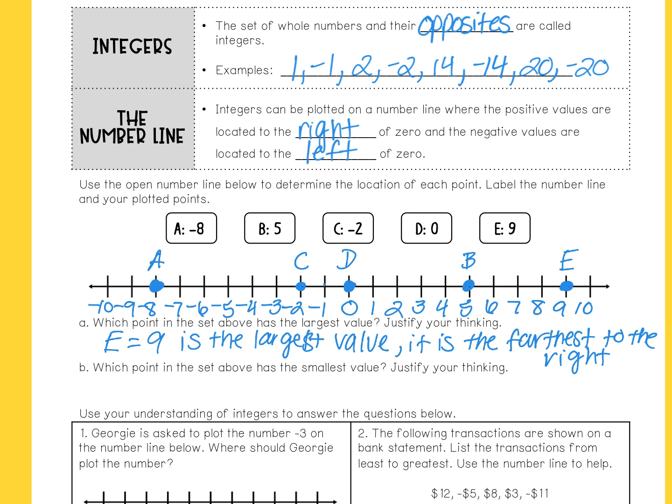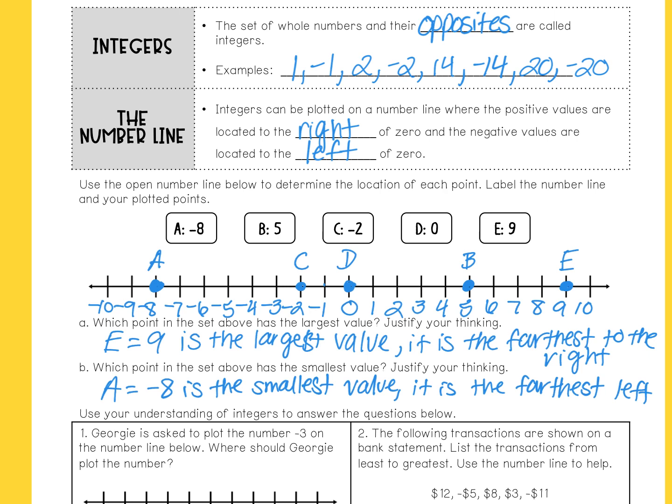Letter B, which point in the set has the smallest value? Justify your thinking. So when I look all the way to the left on my number line, letter A is at -8. And that's going to be my smallest, because it is all the way to the left. The farther away we get from 0, going into the negatives, the smaller the value it is.